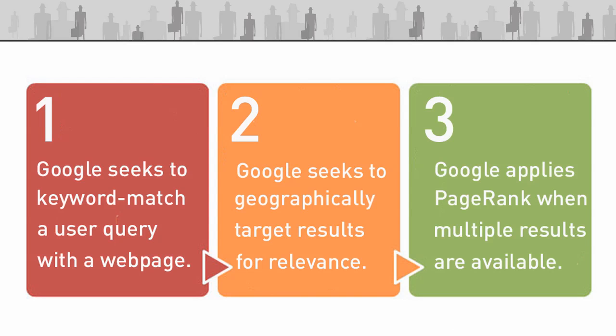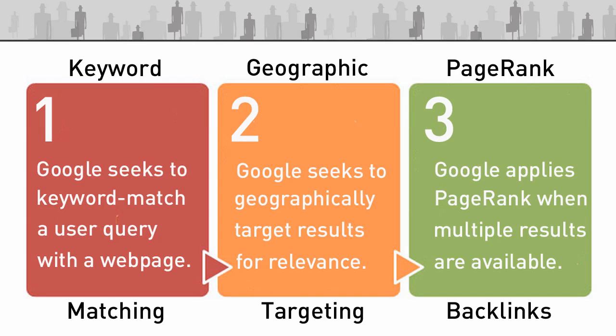Finally, if they've done these things and they find themselves up against other web pages that have also done the same things, they seek to get links pointing to their websites so that they can increase their PageRank score. They do this because the higher their score, the better they rank. So these three principles, the principles of keyword matching, geo-targeting, and PageRank, form the basis for how Google has determined who should rank and who should not.